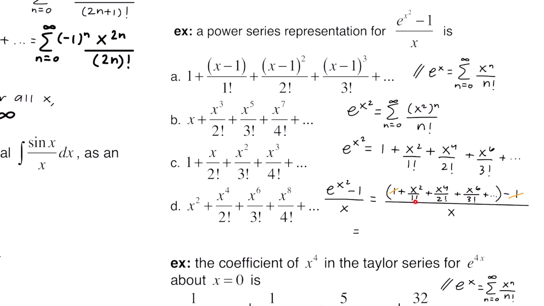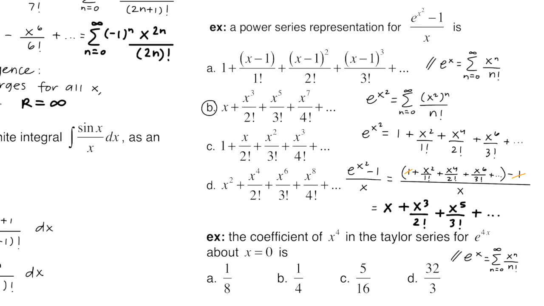So x squared over 1 factorial divided by x just leaves x over 1 factorial, or just x. Then we have x to the 4th over 2 factorial divided by x, and that's going to make x cubed over 2 factorial. And right here, x to the 6th over 3 factorial divided by x is going to make x to the 5th over 3 factorial. And again, we could keep going, but you can see that our answer is going to be B. All right, so again, there's our answer.